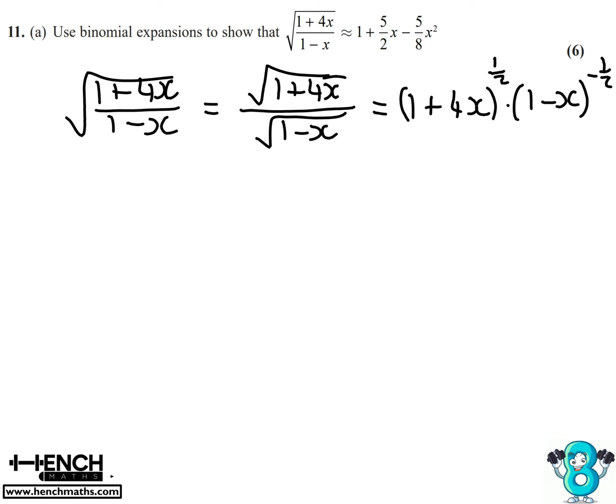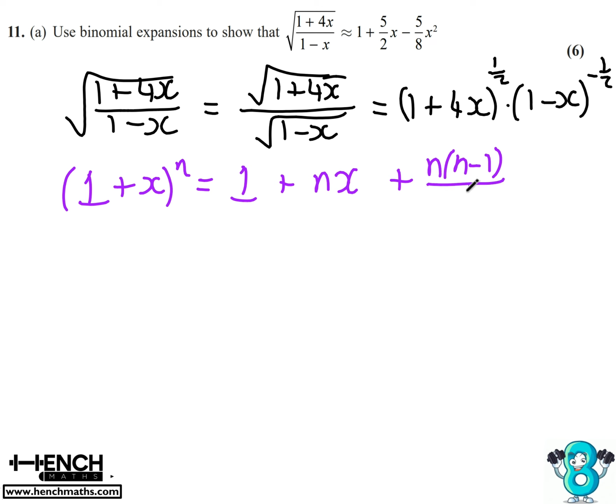I'll remind you of it now. This is in the formula book, but just reminds us when we're expanding 1 plus x to the power of n, it's the same as 1 plus nx plus n subtract 1 over 2 factorial x squared, etc., etc. So that can be found in the formula book. So we're going to do this now. We're going to use this to expand each of these separately.